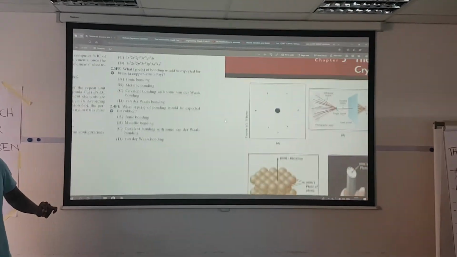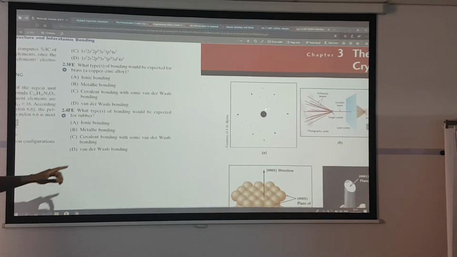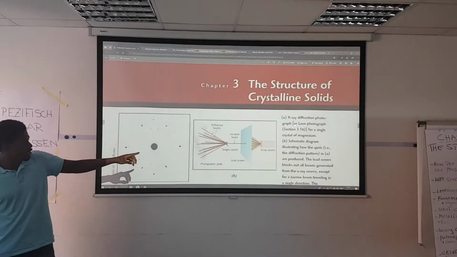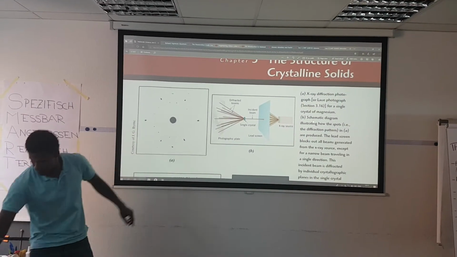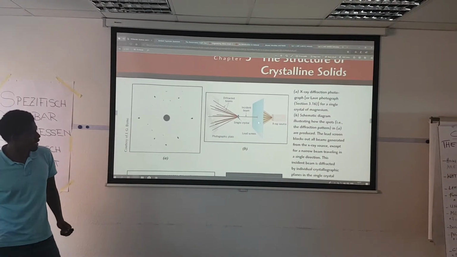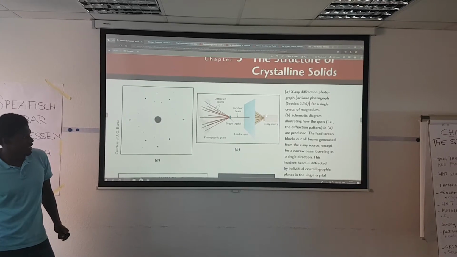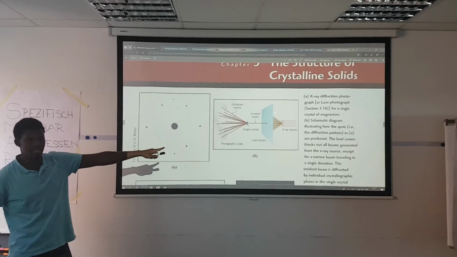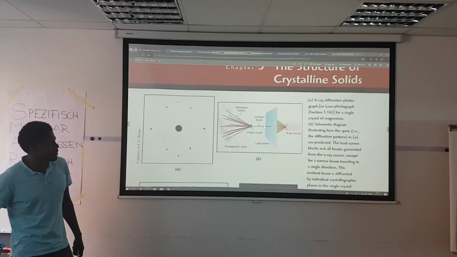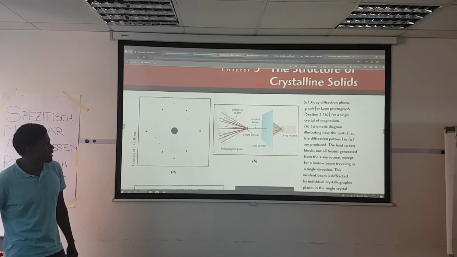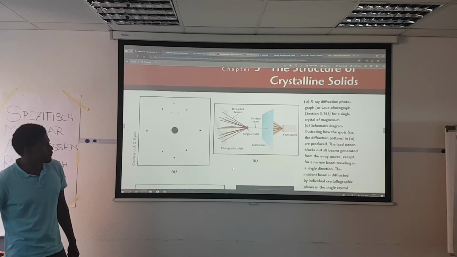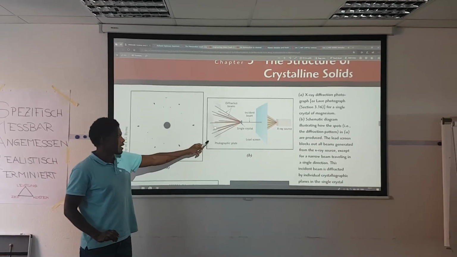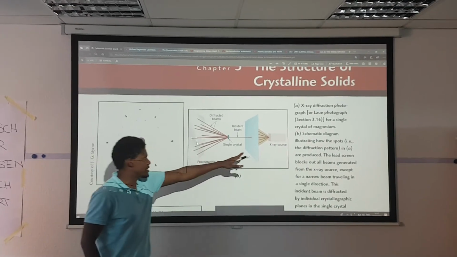If you take a look at this, this is the picture I showed in the last video when we used the diffractometer. Here clearly you can see, I can use the pointer. Here is the X-ray source, and here is the lead screen, and here is the incident beam. Then we have the single crystal, the diffracted beam, and the photographic plate. This is the photographic plate that we use, the Laue photograph, and this is the X-ray source.